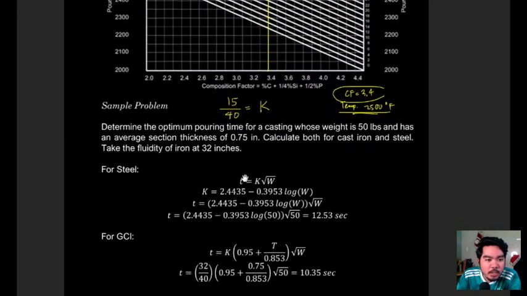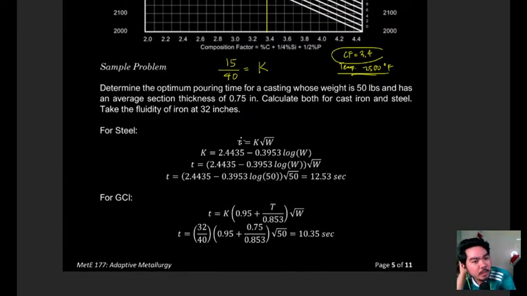Okay? So let's do some sample problems. Let's try to determine the optimum pouring time for a casting whose weight is 50 pounds and has an average section thickness of around 0.75 inches. We are to calculate for both cast iron and steel.